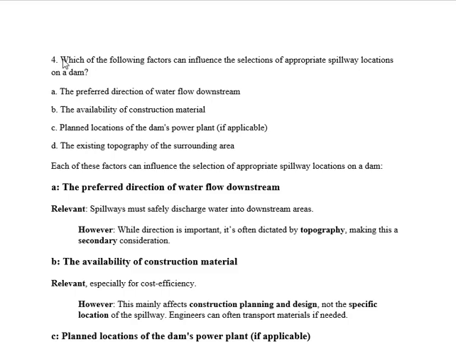Today I have made a video regarding an exit exam question. The question says: which of the following factors can influence the selection of appropriate spillway locations on a dam? Here we have four options. Option A: the preferred direction of water flow downstream. B: the availability of construction material. C: planned locations of the dam's power plant, if applicable. D: the existing topography of the surrounding area.